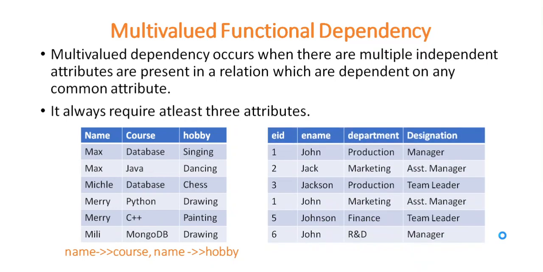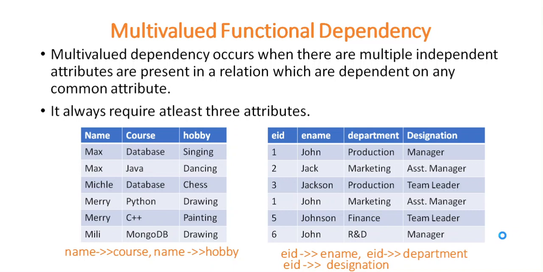Now let's take another example. Here we have employee ID, e-name, department and designation. Employee ID 1, e-name is John. So employee ID is determining e-name. But for employee ID 1 there are 2 different departments, production and marketing. So again employee ID is determining department, because it is a multi-valued functional dependency.